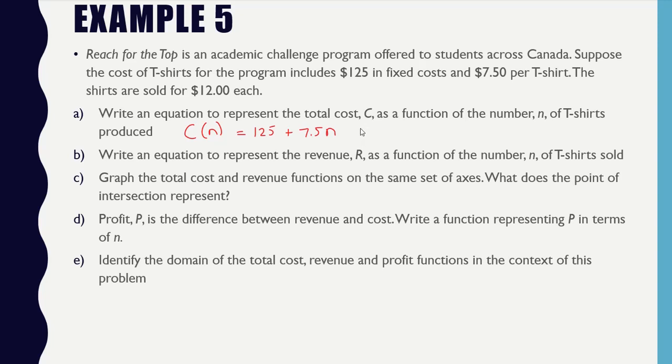So B, write an equation to represent the revenue as a function of the number of t-shirts. Okay, well that one's a little bit easier actually. So now it's going to be R based on the number of shirts we have, so R of N. And we're told that we sell them for $12 each. And that's it. Okay, C, graph the total cost and the revenue functions on the same set of axes. What does the point of intersection represent?